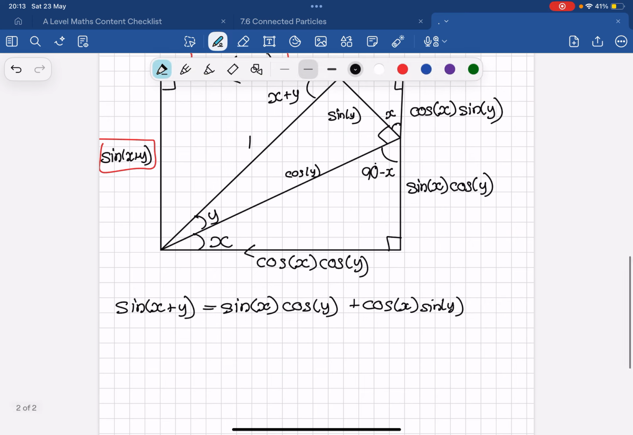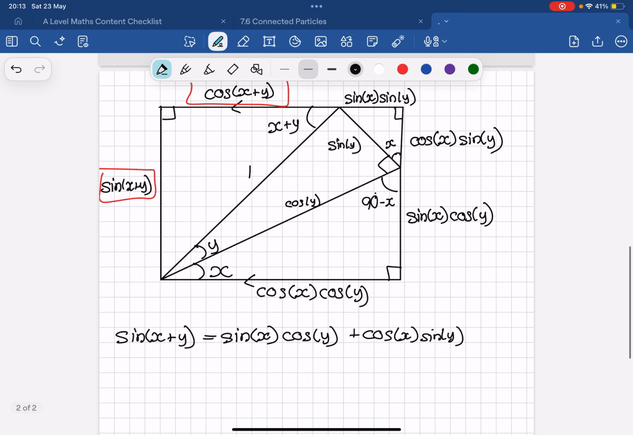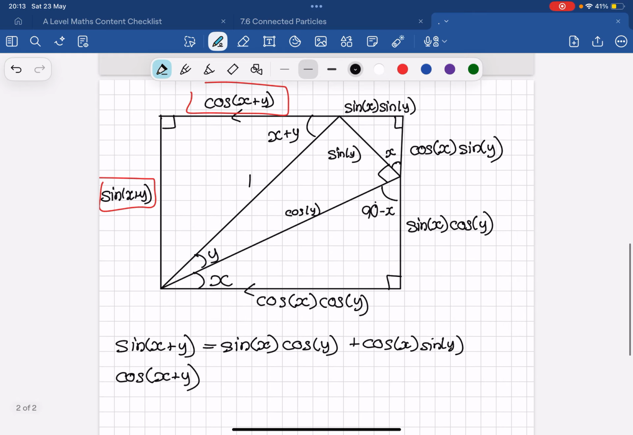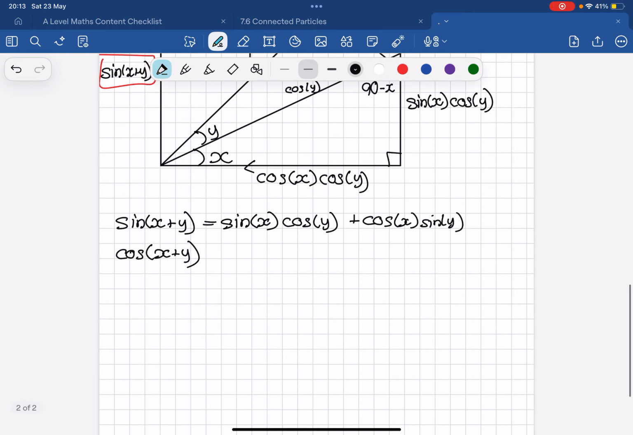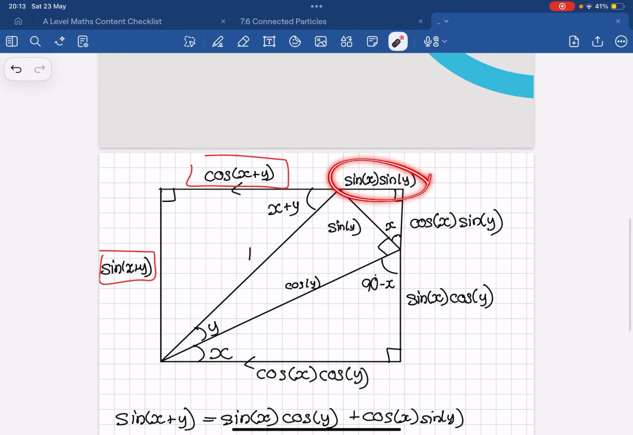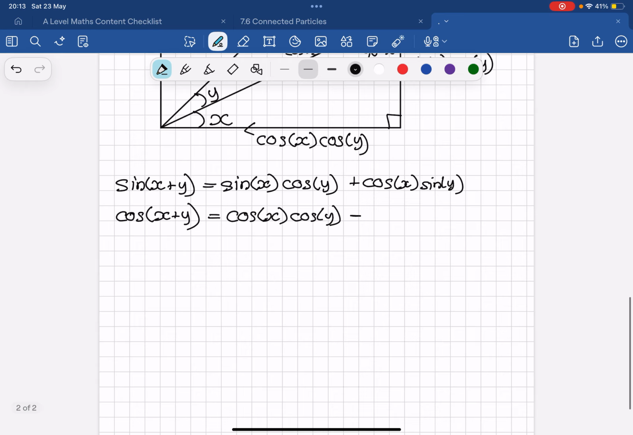And now the second identity, so cos x plus y. So we start off by getting the base, cos x cos y, and then subtracting this length here, so sine x sine y. So now that's sort of the addition formula.